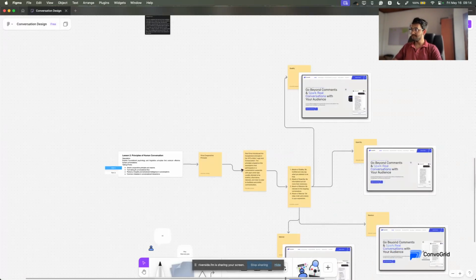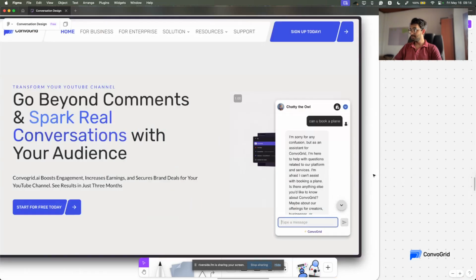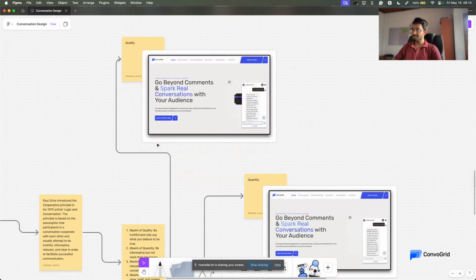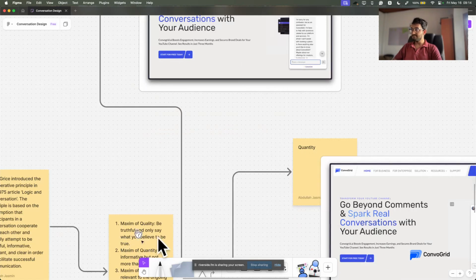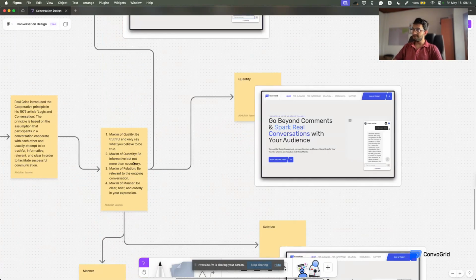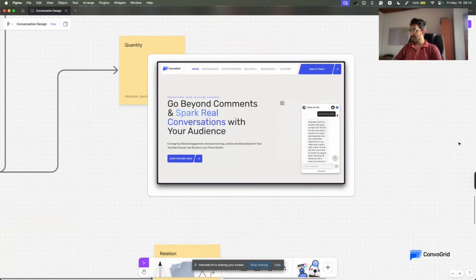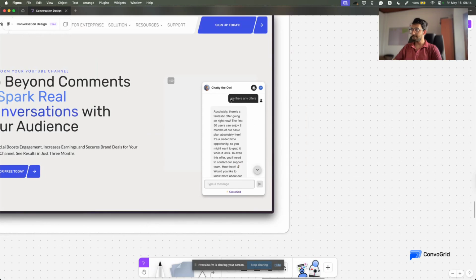What are the four main parts of a conversation? There is the maxim of quality, which means you always make sure that you only tell them what you can tell, or be truthful and only say what you believe to be true. For example, this chatbot cannot really book a plane, so it says that it cannot book a plane. And the maxim of quantity is about being informative but not more than what's necessary. That has to do with the message length and telling exactly what the user wants to hear without exaggerating and unnecessarily giving information that's not needed.